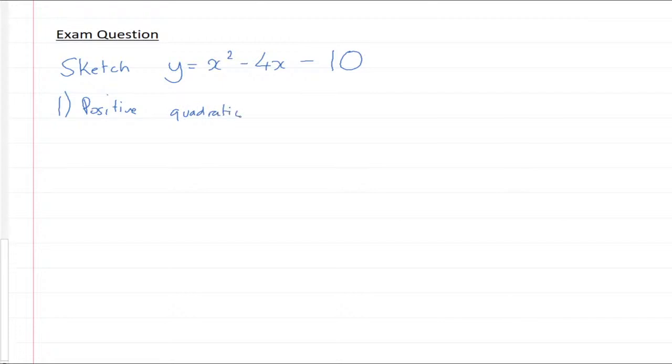It's a positive quadratic. So what shape is it? A U or an N? So let's just do a little U. We know that it's a U shape. Okay? What about number 2? What do we work out for number 2? The y-intercept. And what is my y-intercept in this one? My y-intercept is equal to 0, 0. It's going to be minus 10. I'm putting the y-axis at minus 10.